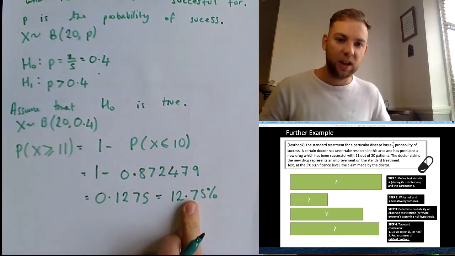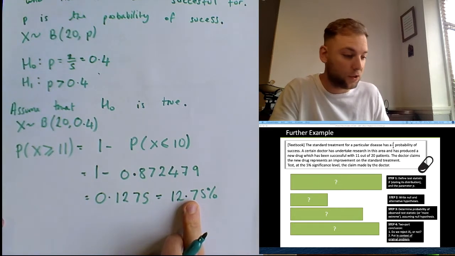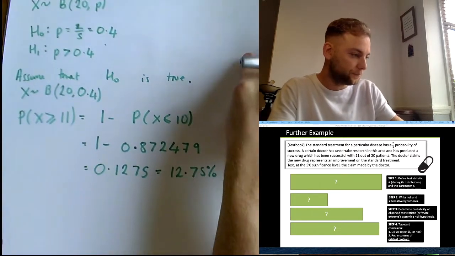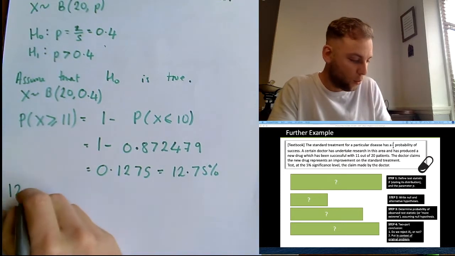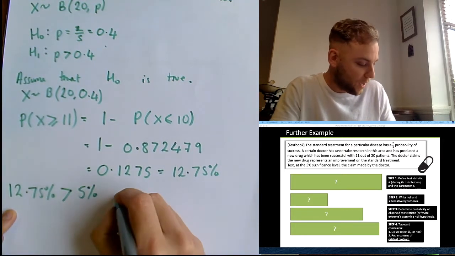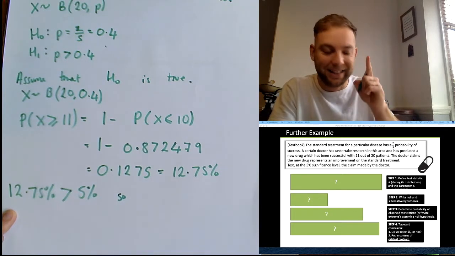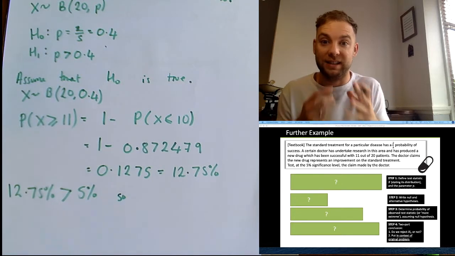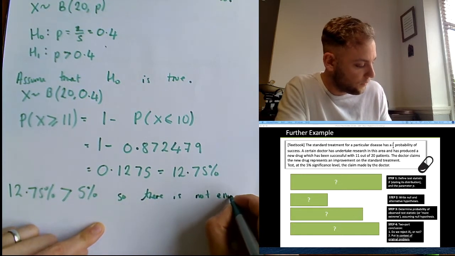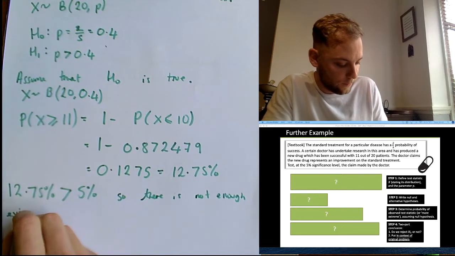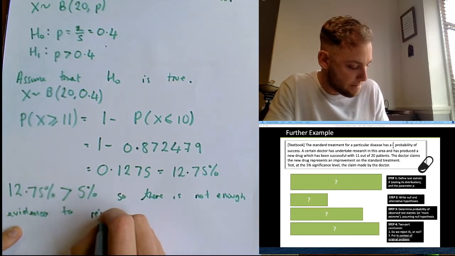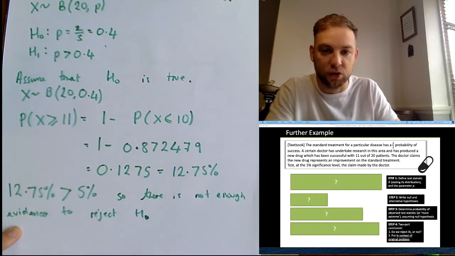Well, this is telling us that actually there's not enough evidence because we set our significance level at 5%. Now this is the important part. 12.75% is greater than 5%. Okay, so there is not enough evidence to reject H0 because I'm not in the critical region, so there's not enough evidence to say this is true. There's not enough evidence to reject H0.